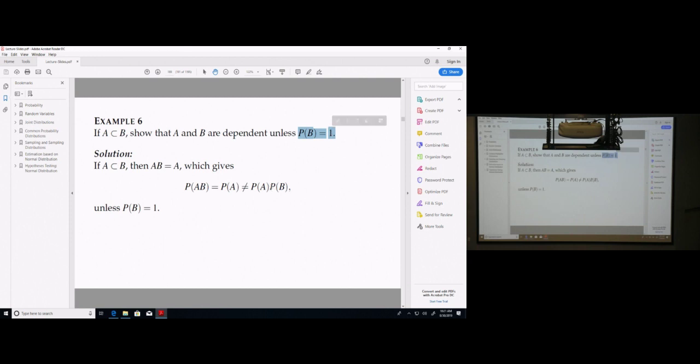Because if we do not exclude this case, there is a possibility that they are equal. And by imposing this condition, the probability of B is not equal to 1, meaning that the probability of B has to be strictly less than 1. So the product here is actually strictly less than probability of A. So the left-hand side is actually strictly less than the right-hand side.